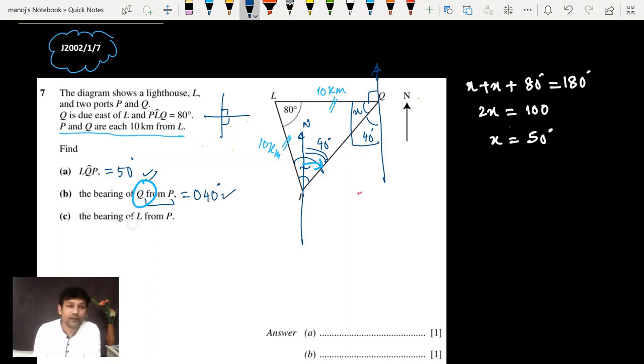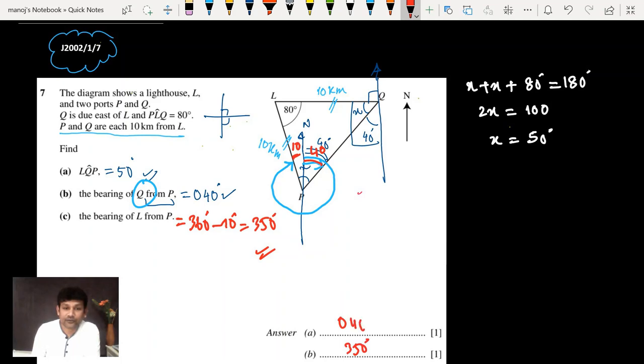But the bearing of L from P. P should have north. Okay, north is already there. I have to draw a circle. My method is to draw a circle, then from the circle, move clockwise from north till point L, and L is still here. It means I have to find this, and this part I don't need. We have already done this. This is 40 degrees and total is 50, so this will be 10. It's very simple. 360 degrees minus 10 degrees and the answer is 350 degrees, and we have done it. You have to write 350 here, and 040 degrees here. That's it.